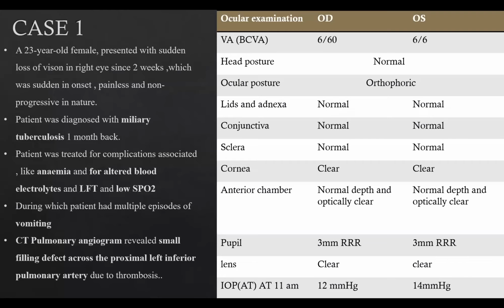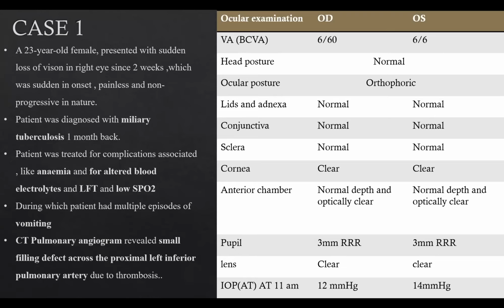Coming to our first case, a 23-year-old female presented to us with sudden loss of vision in the right eye since 2 weeks, which was sudden in onset, painless, and non-progressive in nature. She was diagnosed with miliary tuberculosis 1 month back and started on ATT. She was also treated for complications like anemia, altered blood electrolytes, deranged LFT, and low oxygen saturation. She gave a history of multiple episodes of vomiting, and her CTPA showed pulmonary artery thrombosis.